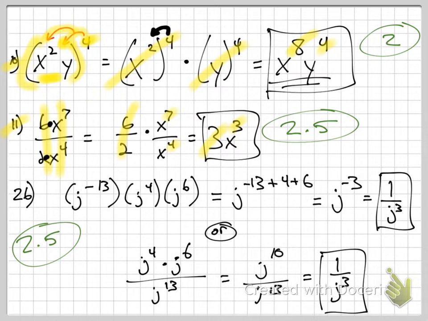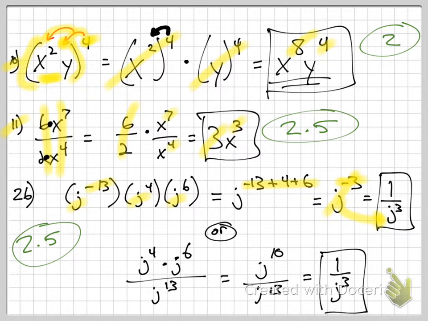So let's look at a more complicated product rule, right, where we have a negative exponent. So as long as you have the same base, you can just add the exponents. So negative 13 plus 4 is negative 9, plus 6 is negative 3. And we can't have a negative exponent in our answer, so that whole thing just moves to the denominator.